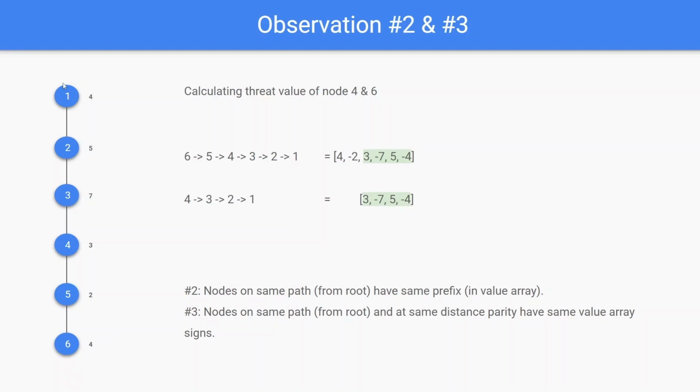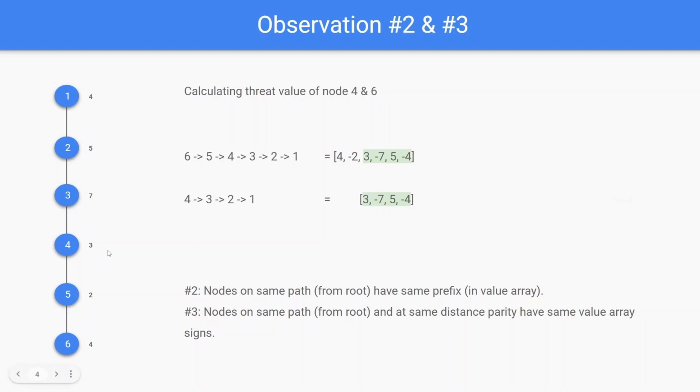Root is at distance 0, right? So nodes 4 and 6 are at distance 3 and 5. Both of them are at odd distances. If that is the case, we'll have the same signs in the value array. So this is the value array, right? And they will have the same sign: 3, -7, 5, -4, 3, -7, 5, -4, because both of them are at odd distance.